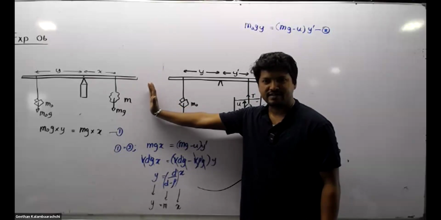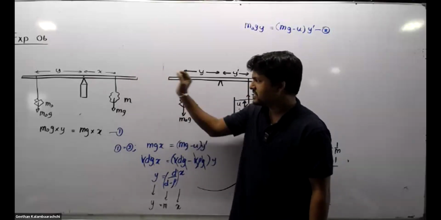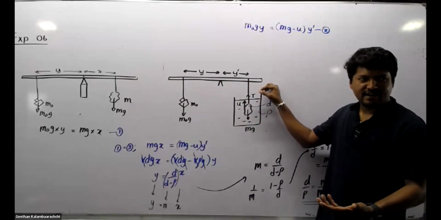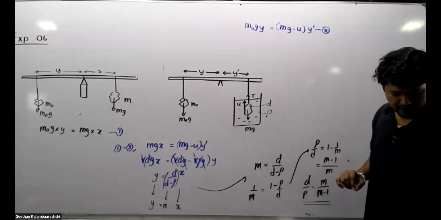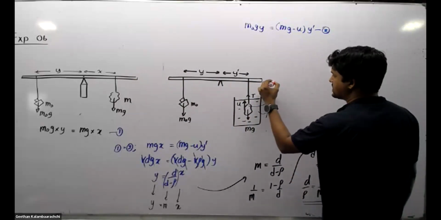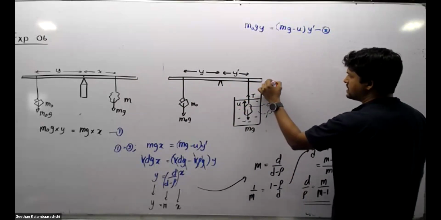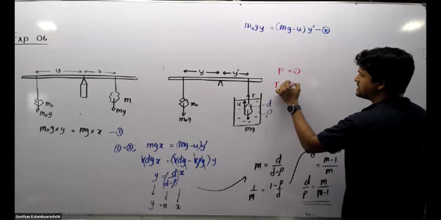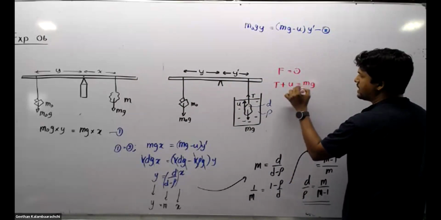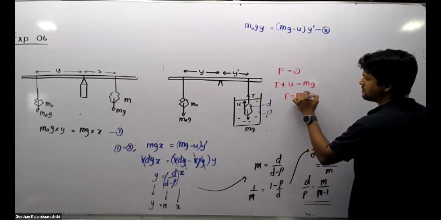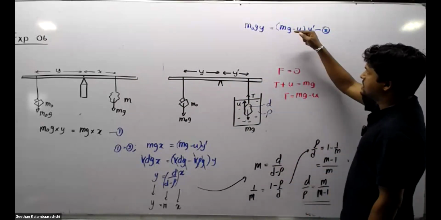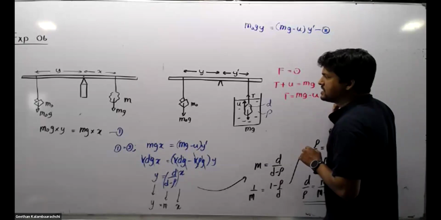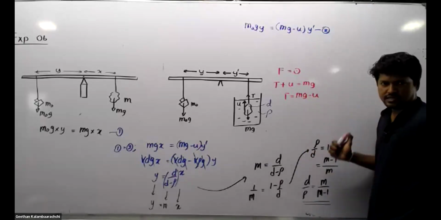Anyone can say that. When lifting it like this, is it now less or greater than mg? Less. Because tension, you can write: considering equilibrium for the unknown mass, tension plus upthrust is equal to mg. So tension is equal to mg minus upthrust. So now it's less than mg.